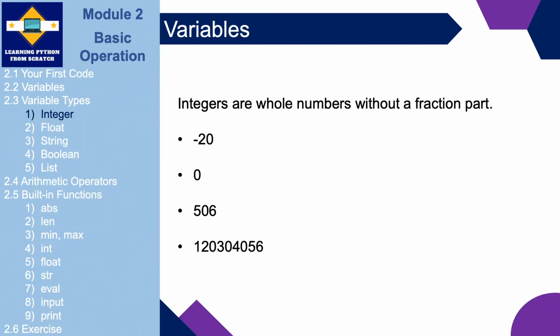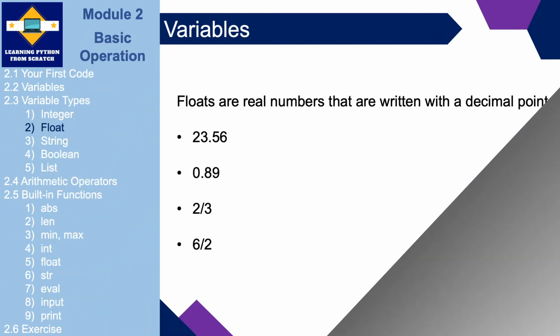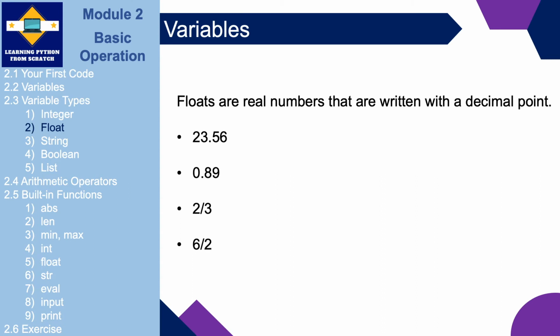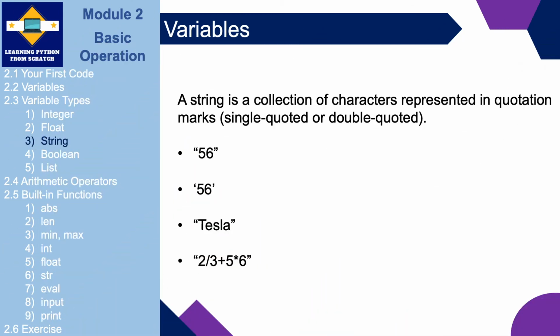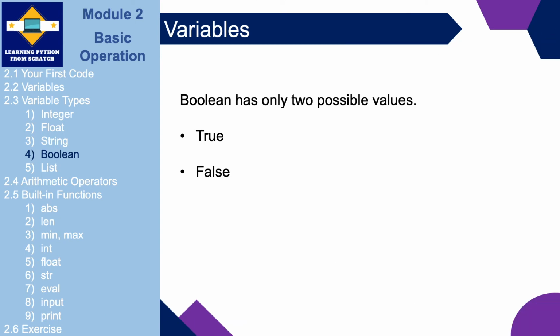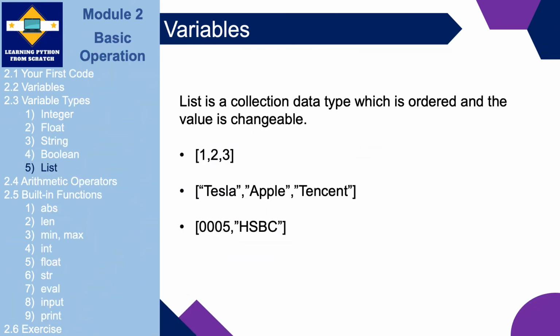Next, let's introduce variable types. A variable can store different types of data depending on the input data. A variable type is determined when you first assign a value to a variable with the assignment operator. Integers are whole numbers without the fraction part like the following examples. Floats are real numbers that are written with a decimal point. A string is a collection of characters represented in quotation marks, single quoted or double quoted. Boolean has only two possible values. List is a collection data type which is ordered and the values are changeable.